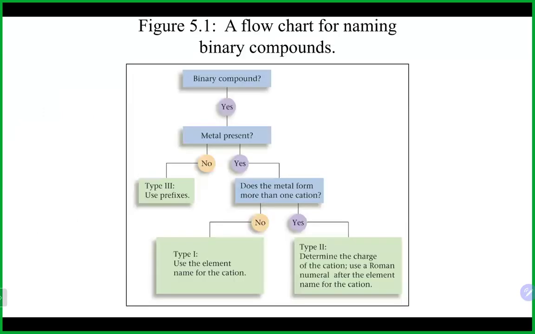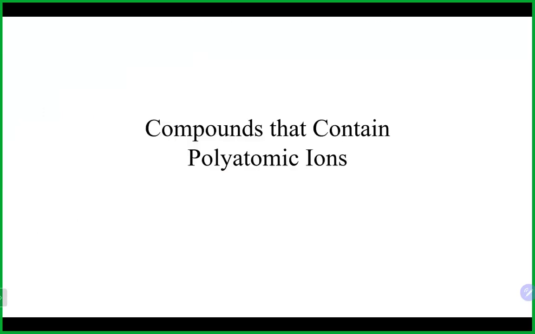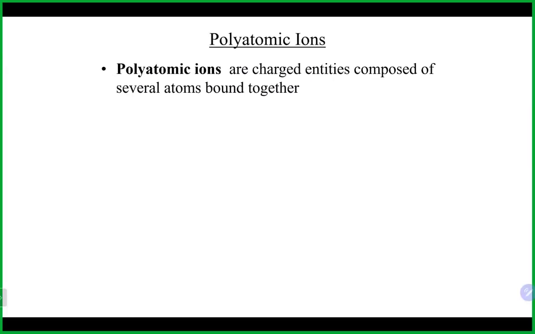All right, the next type of naming we're going to talk about are ones that contain polyatomic ions. And what are polyatomic ions? Polyatomic ions are actually groups of nonmetals that are together. They're actually sharing electrons, but they have an overall charge on them. So they're actually ions. So polyatomic ions are groups of nonmetals that have charges.